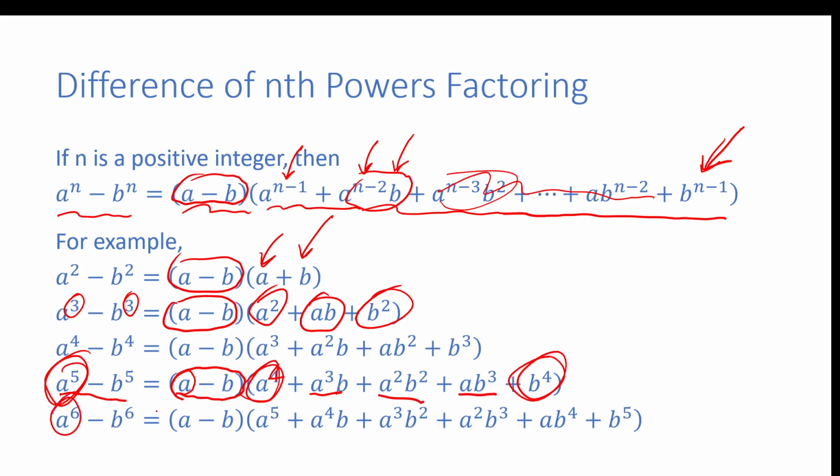For instance, with a to the 6 minus b to the 6, we have the same exponent on each power. It's a difference, so we say our first factor will be a minus b. Our second factor, we'll just subtract 1 from 6, and we'll have a to the 5. On the end, we'll have b to the 5. And then in between, we're just going to have every term necessary, subtracting 1 from the exponent on a and adding 1 to the exponent on b until we get to the last term. So starting with a to the 5, we then have a to the 4, b to the 1, a to the 3, b to the 2, a to the 2, b to the 3, a to the 1, b to the 4, and finally b to the 5.